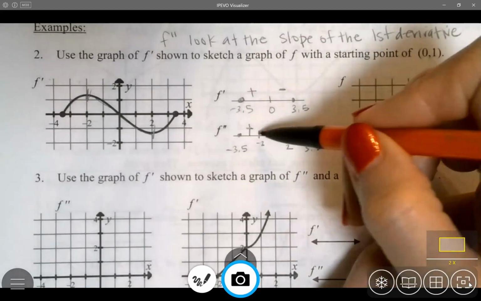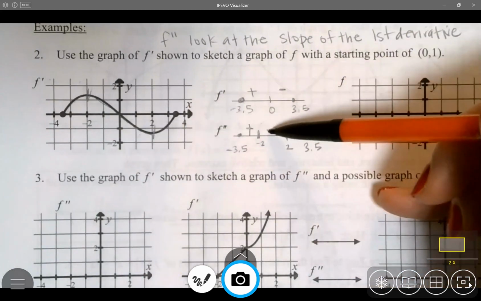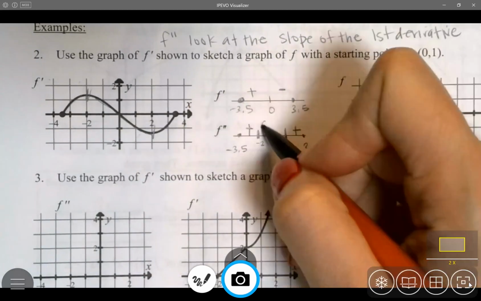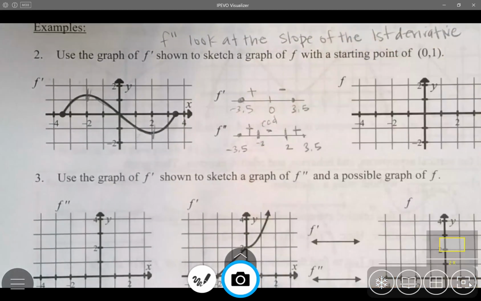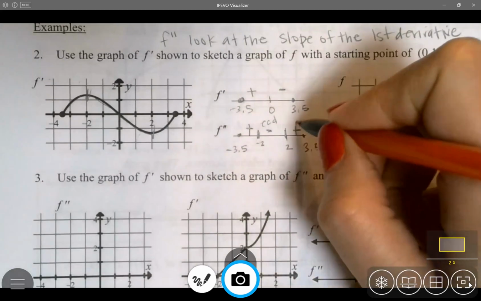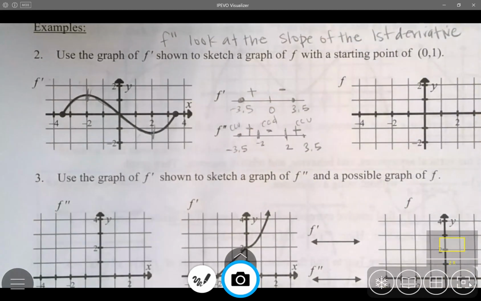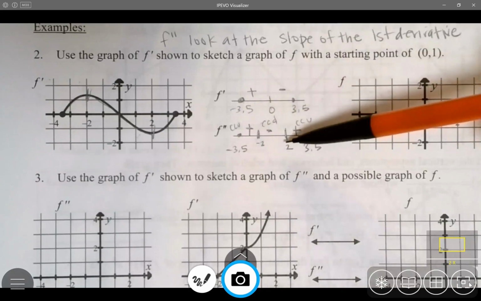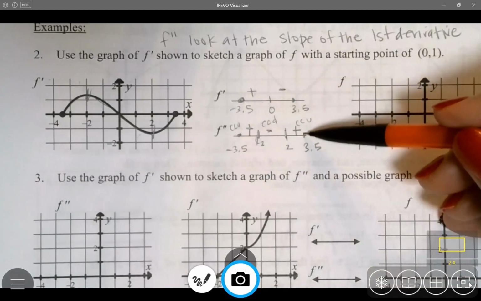So that's what I meant on the other side: when you know it's decreasing, then you know it's negative, which means concave down, right? So when the second derivative is negative, I know my original graph is concave down. And right here, I know it was concave up. So I know my graph's going to start concave up, okay? And then it's going to switch and be concave down between negative 2 and 2. And then it's going to be concave up at the end again.